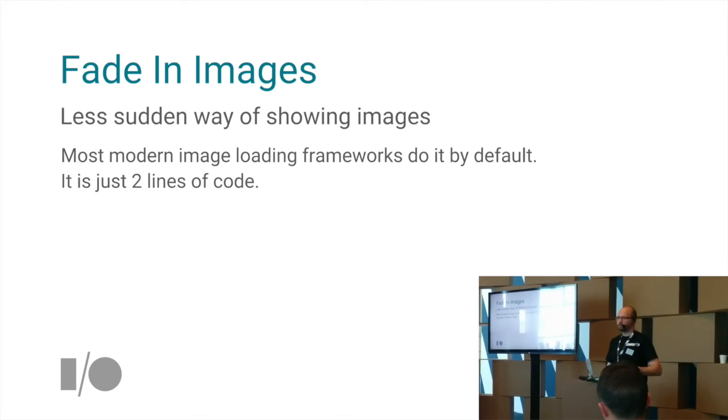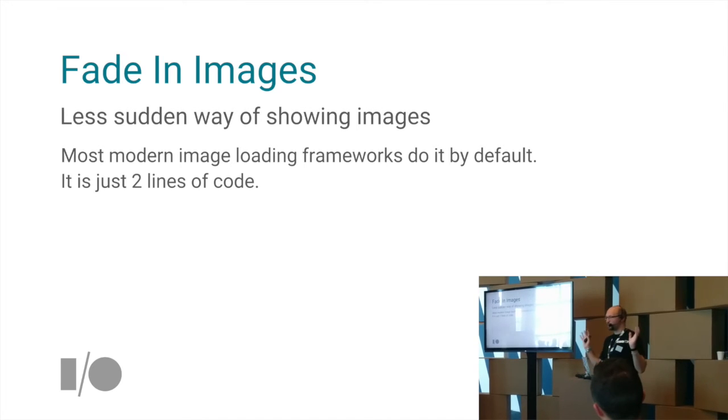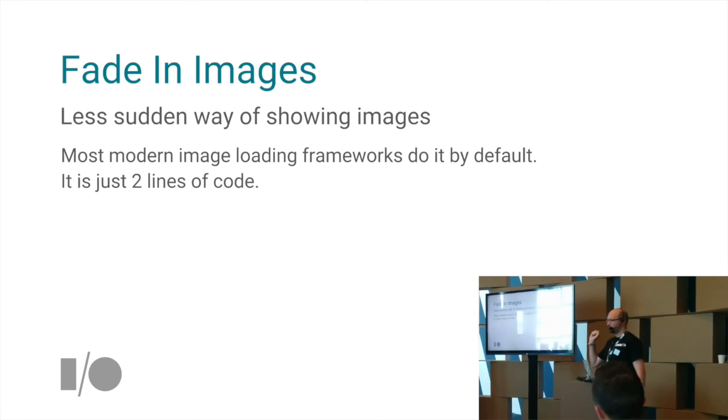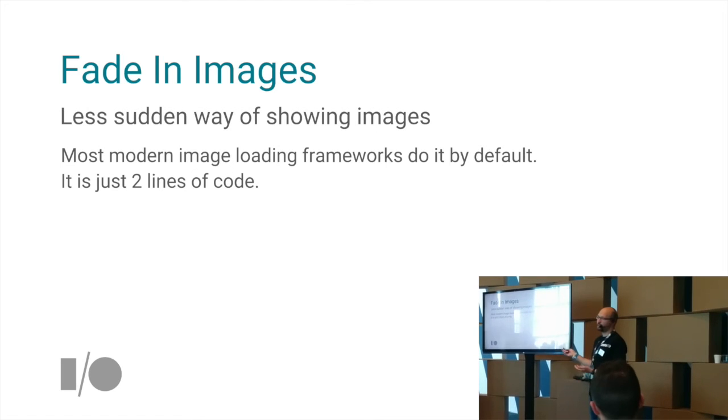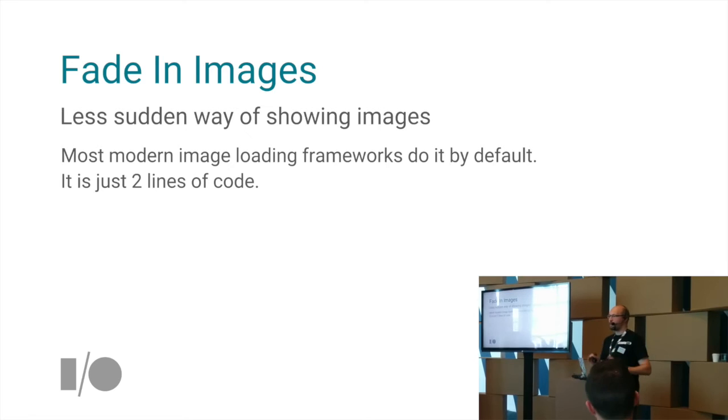So, about these two things we've done here, we have fading images. Anywhere where you load data and you present it to the user, in general, it's a terrible idea to just put it there. It feels sudden. It feels like a surprise. You didn't see it coming, bam, there's the data. So most modern image loading frameworks do this fading of images by default, but you should do this generally in everything where you load data.